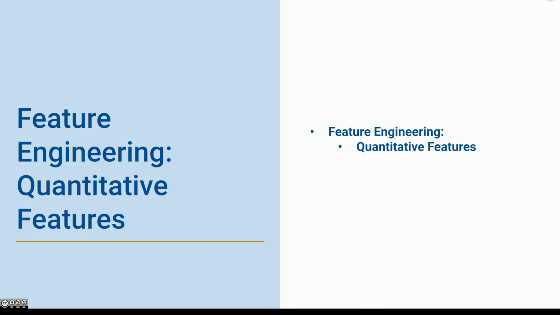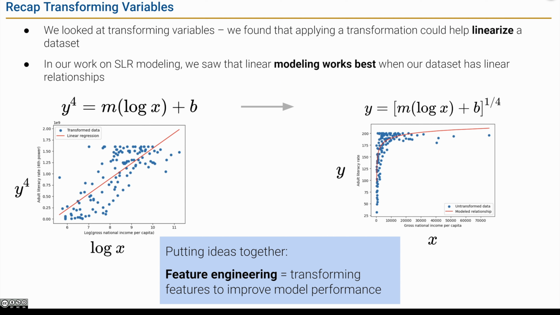Now we're going to look at how we can improve our models through a process called feature engineering. And we've actually already started this process when we did some transformations in our simple linear regression models. But now we're going to generalize this for our multiple linear regression models.